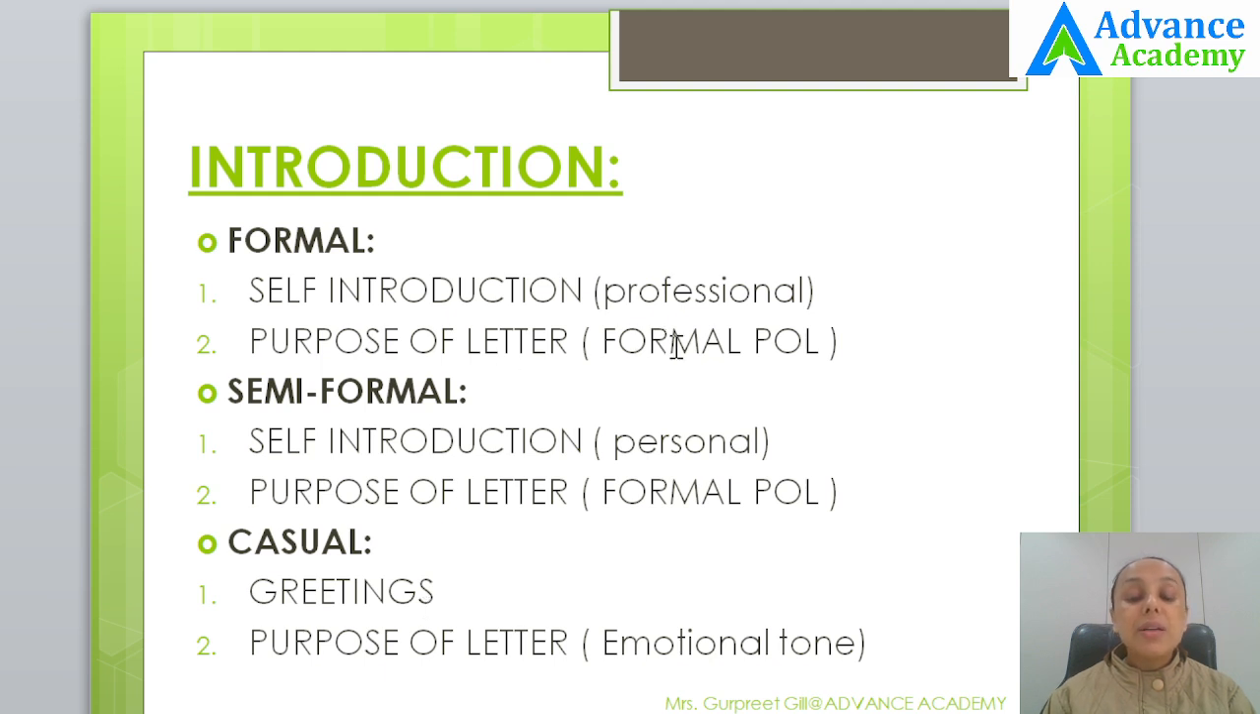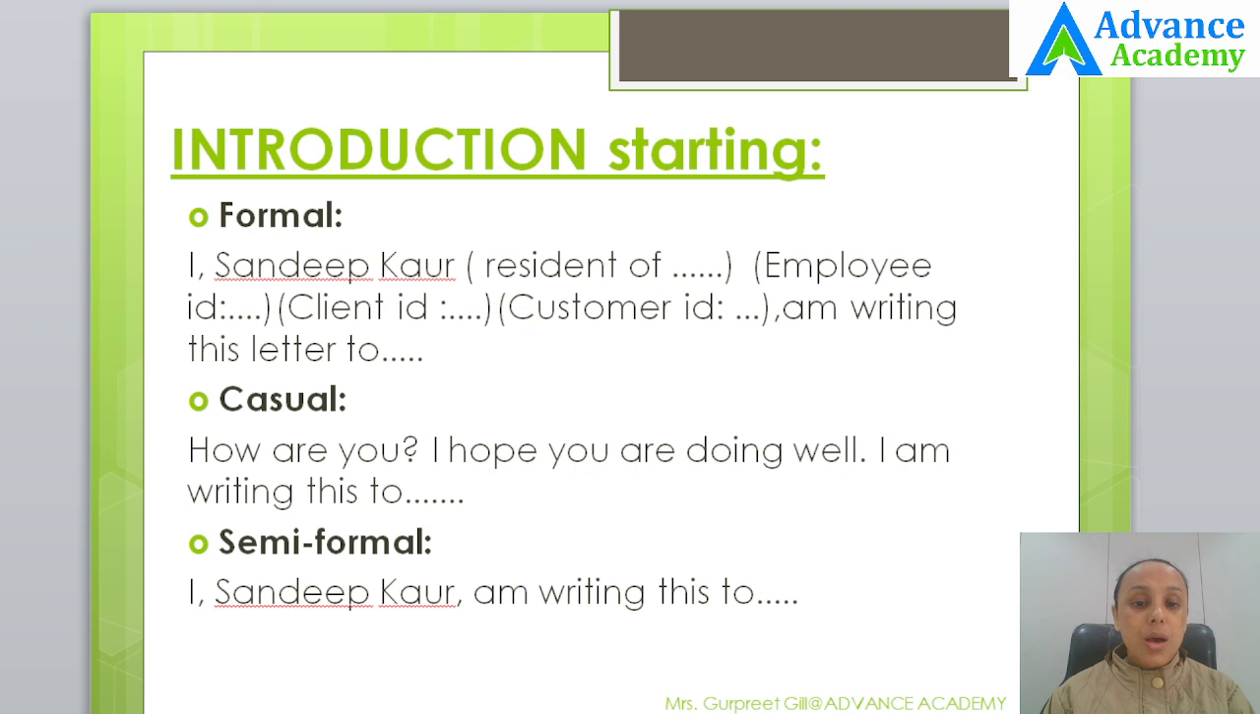The purpose of the letter is very formal in formal and semi-formal letters, but it is very casual in casual letters. It is very emotional also in casual letters. Moving to body paragraph 1, let us see some examples of the introduction.